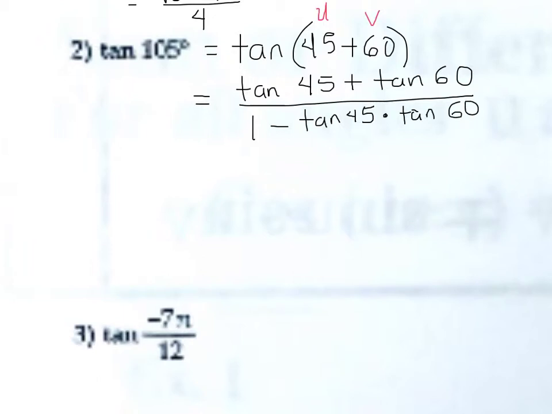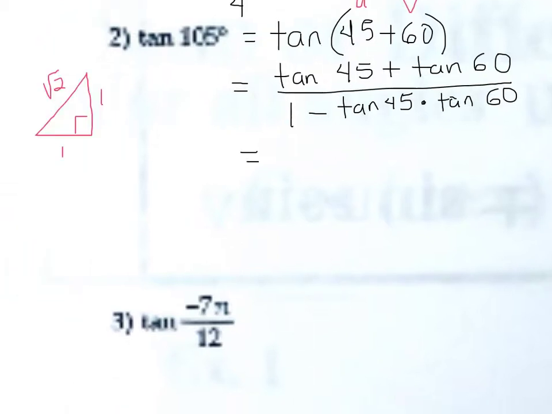So I'm just following the formula. You have the formula on this side. If you look at the formulas, you'll see the denominator. So tangent of 45, I look at the 45, 45, 90 triangle. That would be 1, because the opposite side is 1 and the adjacent side is 1. So tangent of 45 is just 1.